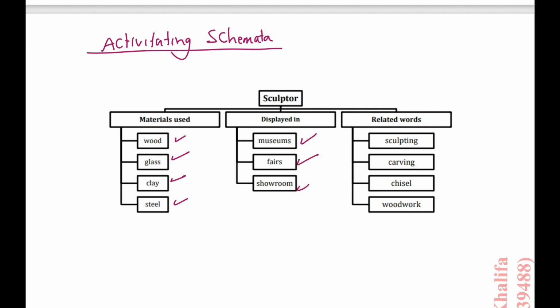So what are the related words, or maybe the tools? You say, based on my background, I can go for sculpting, I can go for carving, I can go for chisel, which is a tool, or woodwork, which is like carpentry. You understand what I mean? So based on the vocabulary that you know, based on the background that you know, you are activating your schemata. You got the point? So sometimes it's helpful, instead of leaving the blanks without an answer, to write something, because it might be very close.